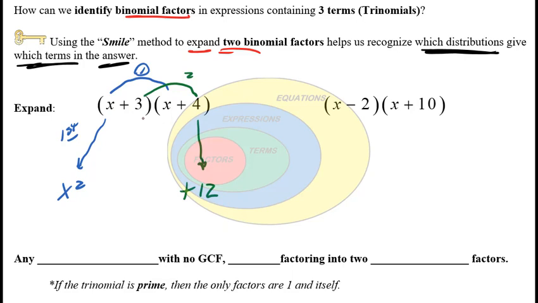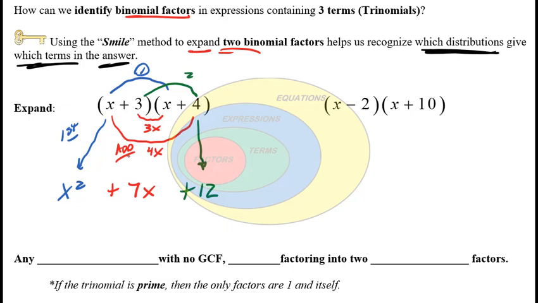Now the SMILE gave us the middle term. So when we multiply the inside and the outside, what I like to call the SMILE, we needed to add these together to get the middle term. So the middle term in this case would be a plus 7x. So again, we always need to add or put those two middle terms together.